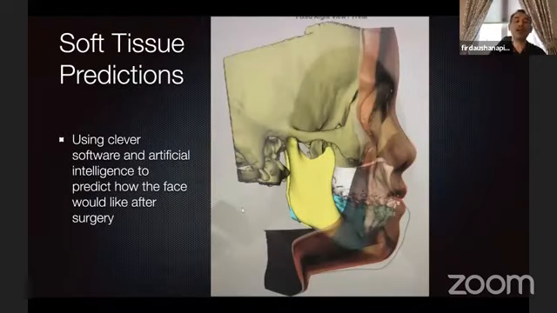Okay, so soft tissue prediction is our next target. We are developing some nice work from our partners in Taiwan using clever software and artificial intelligence to predict how the face would look after surgery. We are doing that at the moment. We're getting good results, and perhaps you can see the case here. You can see that the outline is the former orthodontic surgery, and the final outline is seen here very well.